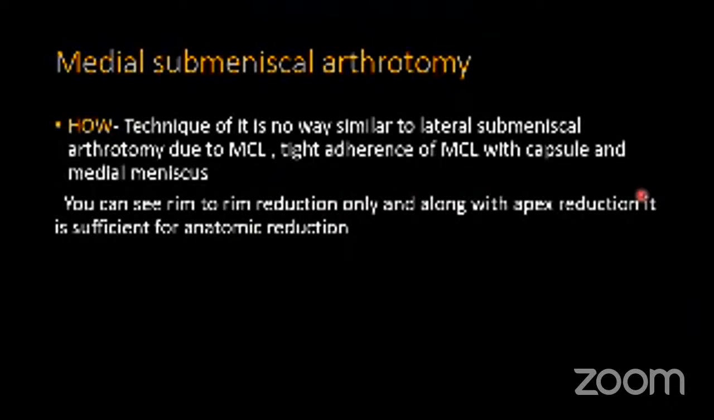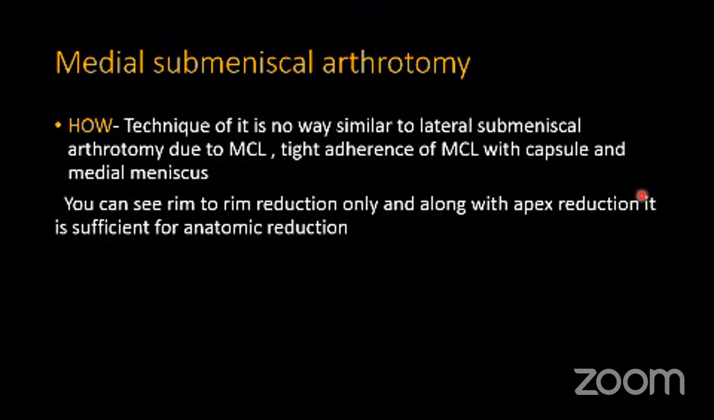How it is to be done, I will show you in the next cases, but the technique is in no way similar to lateral submeniscal arthrotomy, because the MCL is very tightly adherent along with the capsule on the medial side, and just underneath the MCL there is the medial meniscus. If you don't take care, you can easily cut the medial meniscus. And in this medial submeniscal reduction, we cannot see the view as good as in the lateral tibial condyle. We can see only the rim-to-rim reduction. It is sufficient if you reduce rim to rim along with the apex, then most of the time you will get anatomical reduction.